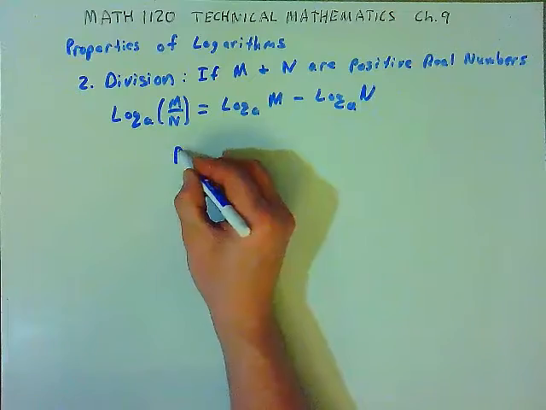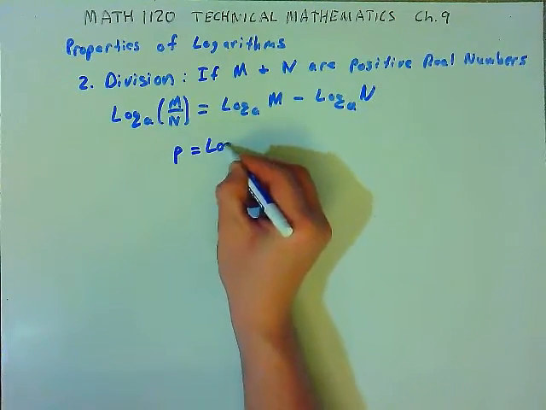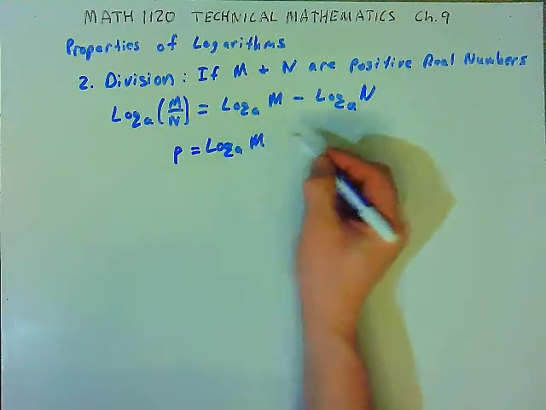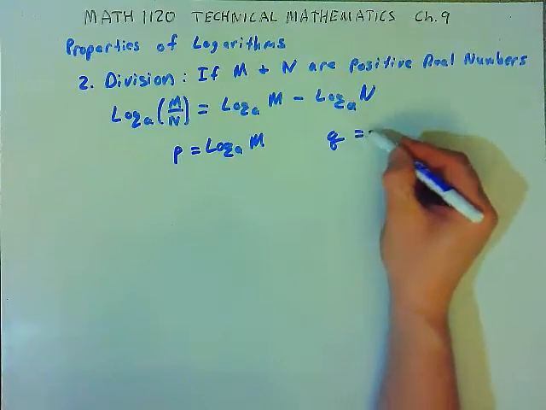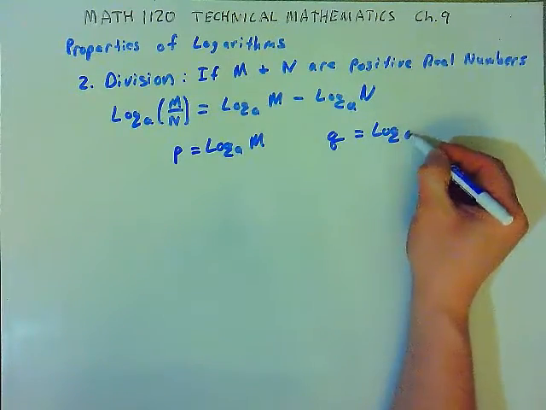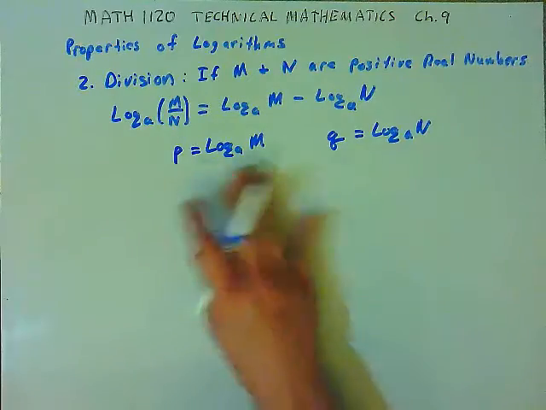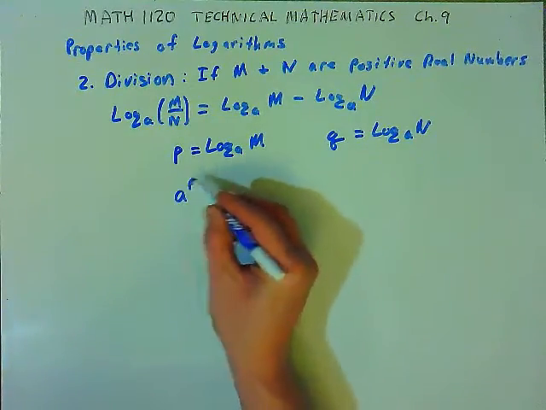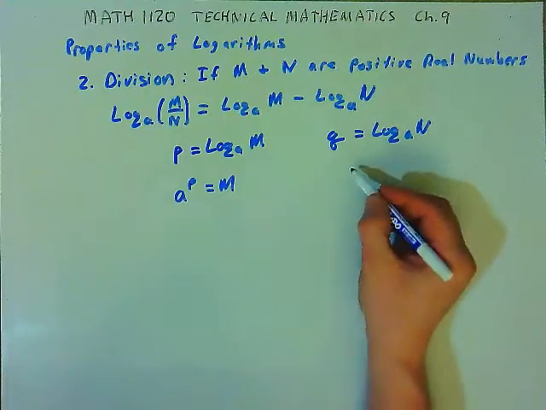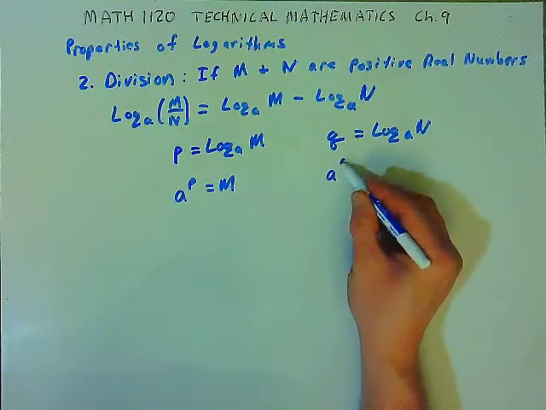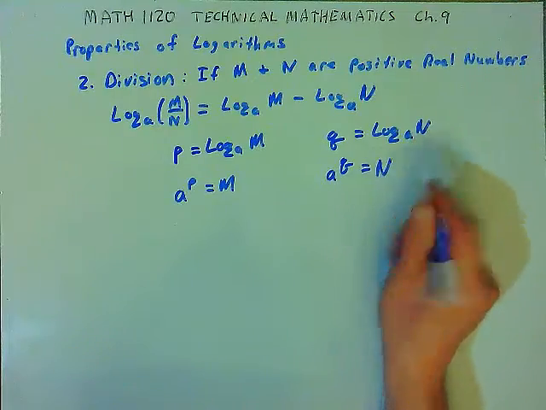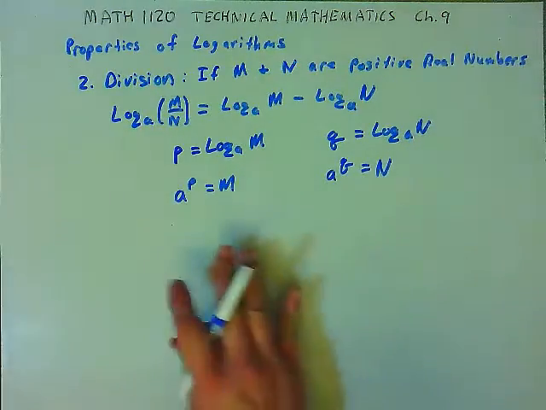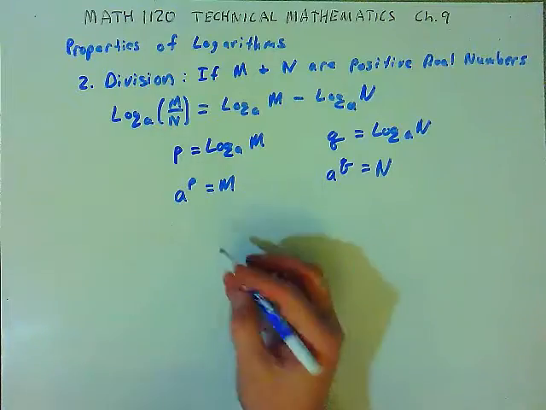Let's start by saying that p is equal to log base a of m. And let's let q be equal to log base a of n. And so again, I can rewrite these as exponentials. This says that a to the p power is equal to m. And this says that a to the q power is equal to n. And now we are looking for the quotient of m over n.